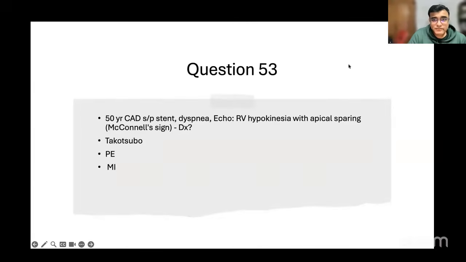Okay. A 50-year-old with CAD, stenting, and dyspnea. Echo shows RV hypokinesia with apical sparing, which is suggestive of McConnell's sign. They had given options of Takotsubo, pulmonary embolism, or myocardial infarction. Whenever you have McConnell's sign, RV hypokinesia with apical sparing, it is suggestive of pulmonary embolism. So the correct answer here would have been pulmonary embolism.